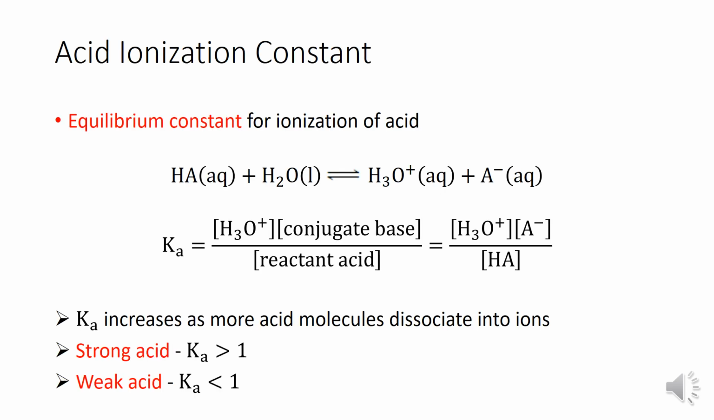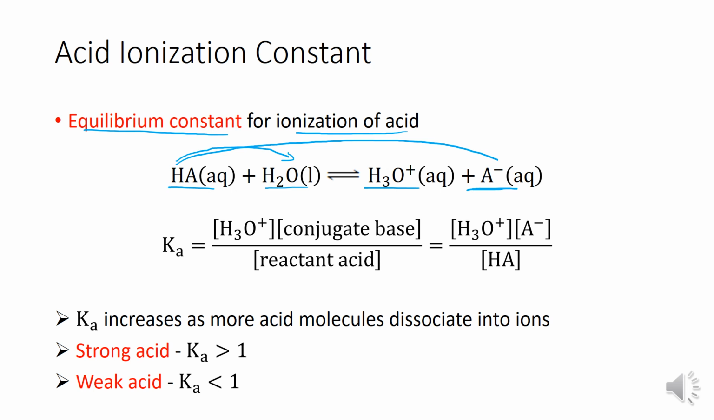First, let me introduce the acid ionization constant. It is the equilibrium constant for the ionization of an acid. Okay, so let's say we have any acid represented by HA. If we add that to water, this hydrogen will be given away to water to produce a hydronium ion. And the other ion is whatever remains of the original acid. So this A negative is produced from HA.